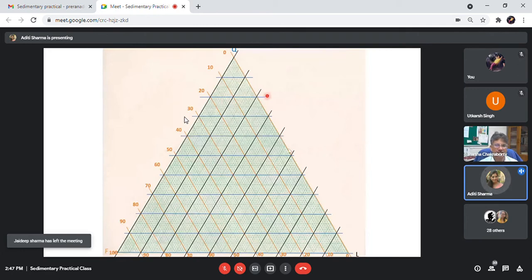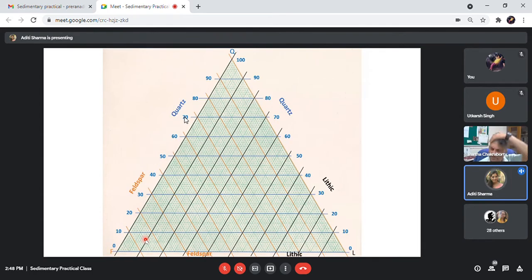Similar will be for the lithic fragment. This is your lithic fragment, and here it is 100%. As you move away from this point, your lithic fragment percentage will be 90% here, then 80%, 70%, 60%, and as you go away here, you will get 0% of lithic fragment.